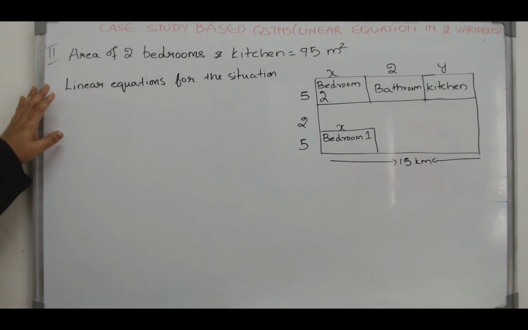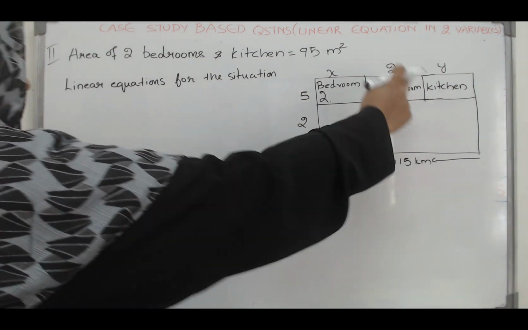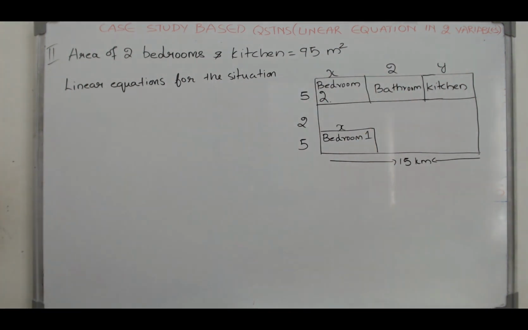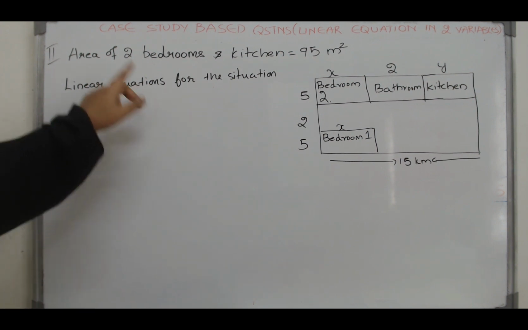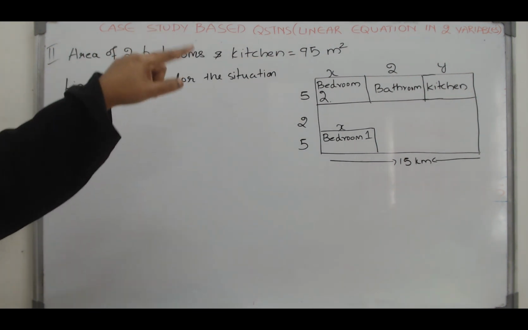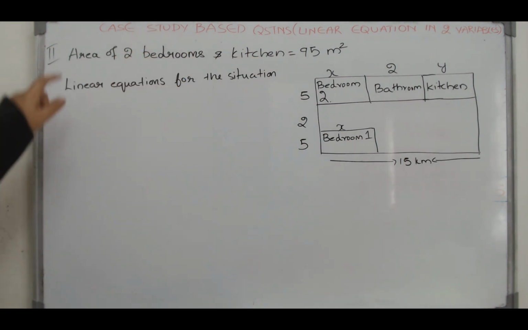Now we move on to our second question. What do we have here? Somebody has a house and this is how the layout of the house looks like, and we are also given some information. What do we have to find out? We have to find out two linear equations, a pair of linear equations which will describe this whole situation that we have here. Let us start with this information which is given.